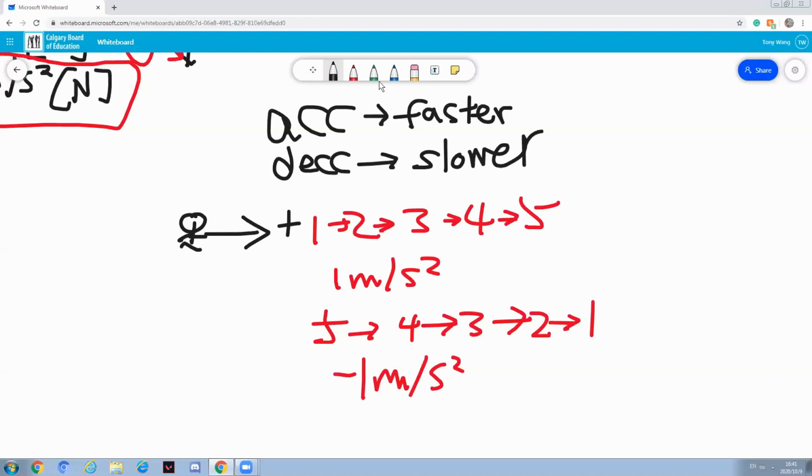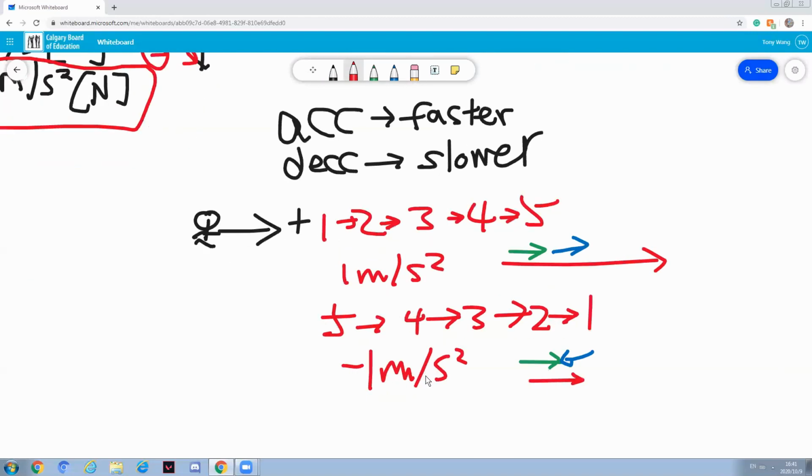So the conclusion is that if velocity and acceleration are going in the same direction, the person will go faster. If the velocity and the acceleration are in different directions, the person is going to slow down. But it does not mean a different direction. Okay? So another confusing aspect might be this.